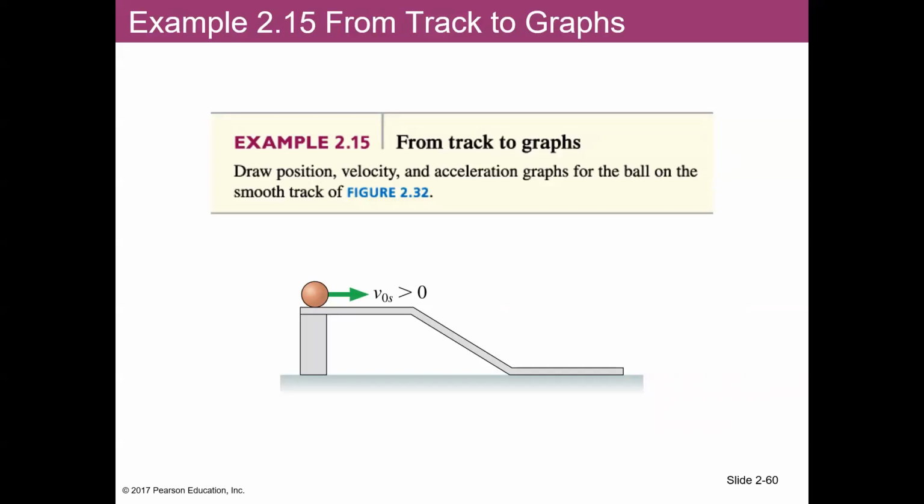Well, the acceleration graph should be pretty clear, right? It's going to be 0 until it reaches that downward sloping incline, and then it'll jump down to a finite negative value, and then it reaches the bottom, and then it'll jump back up to 0. But here's where it gets interesting. What's the velocity versus time graph look like?